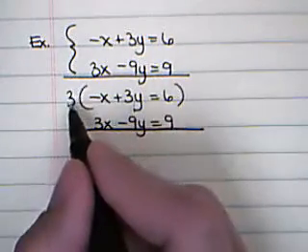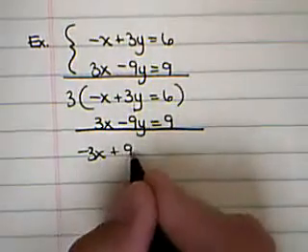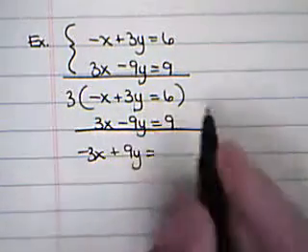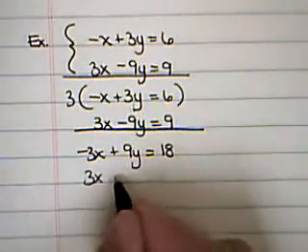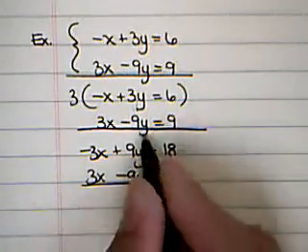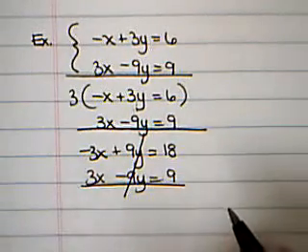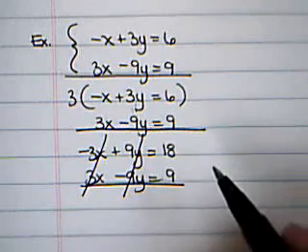In that case, I would distribute. 3 times negative x is negative 3x. 3 times 3y is positive 9y. 3 times positive 6 is positive 18. The bottom row has not changed any. 3x minus 9y equals positive 9. And so my 9y's are eliminated at that point. But the 3x is also eliminated because they had opposite signs already.